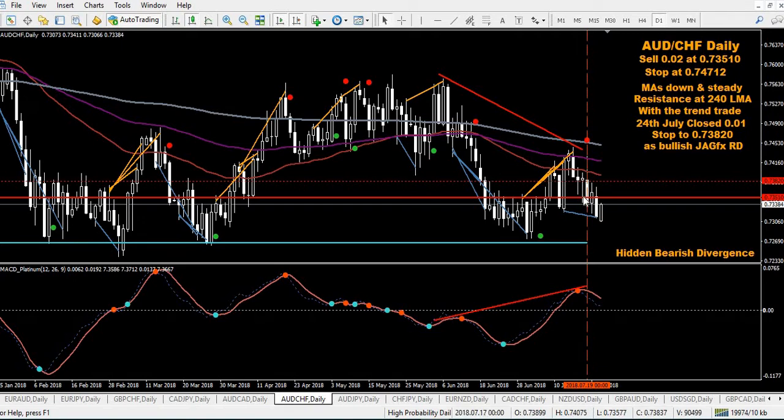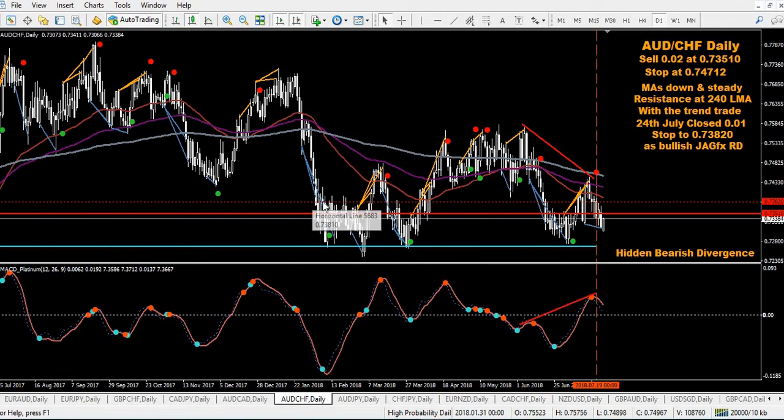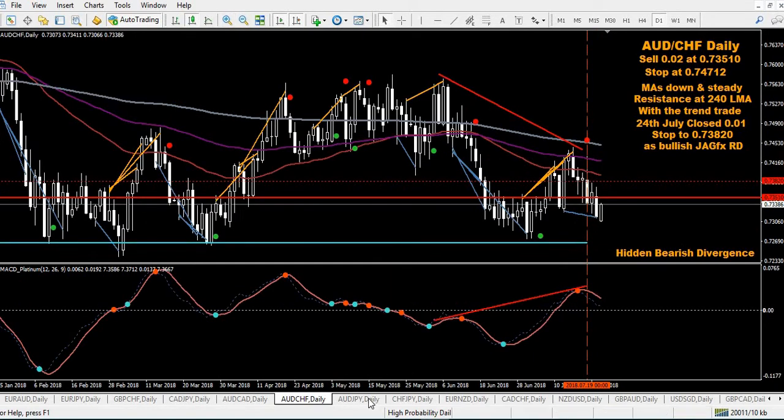Aussie Swiss franc in a sell here. This morning I closed half at the JAGfx bullish signal there. The MACD is not a long way above the zero level, so basically I'm just protecting myself. Stop in place, so I can't lose anything on this, but it's just like everything else, not sure where it's going. Not exactly heading down, not exactly heading up. It's not a big mover anyway, this one. You look back at the chart, there are a few decent moves, but generally it can be a bit of a sideways, ugly pair to trade anyway. So we took a few pips there.